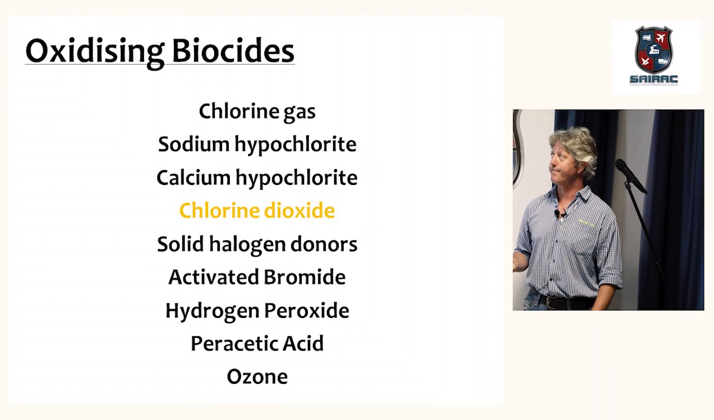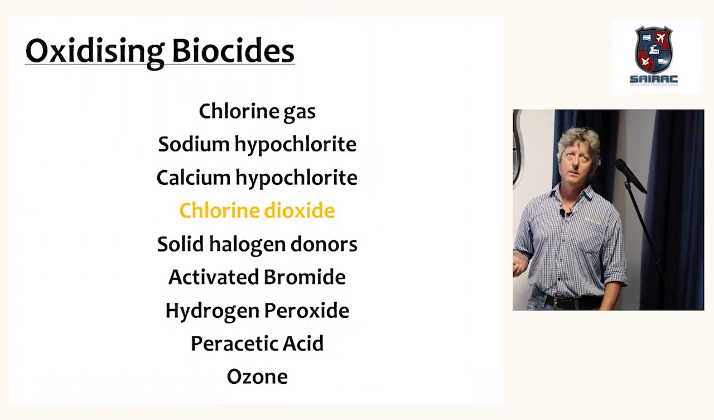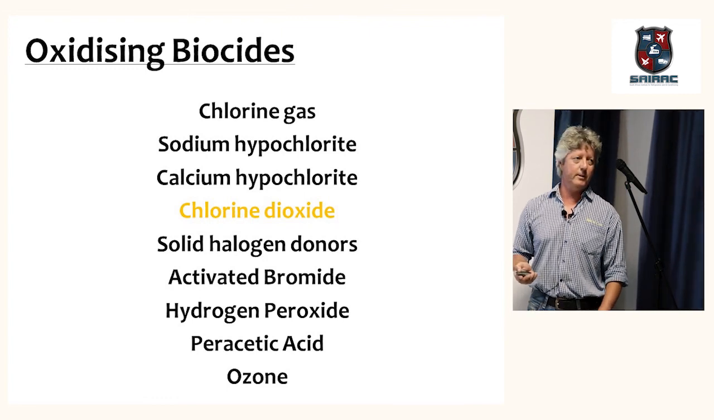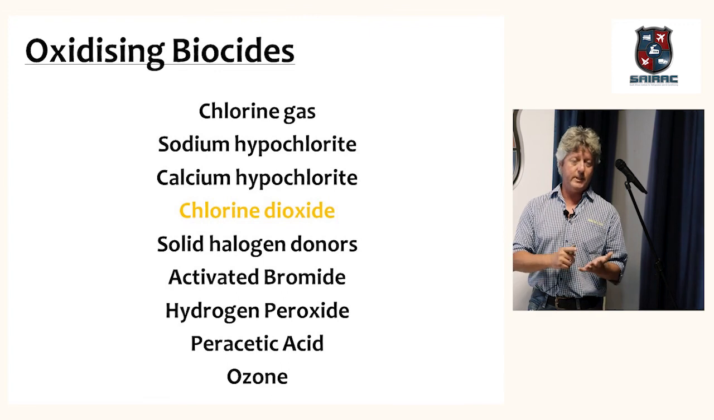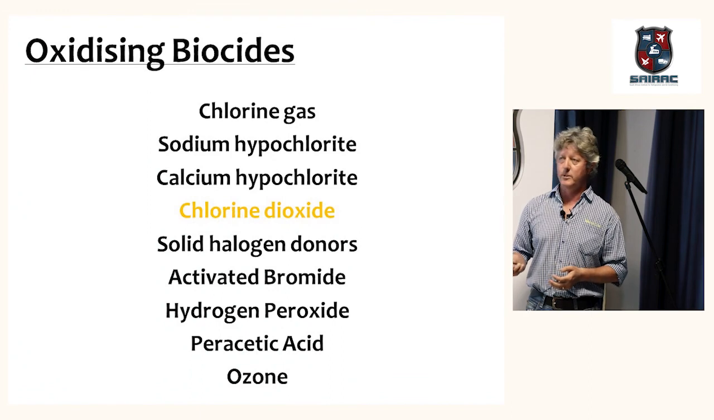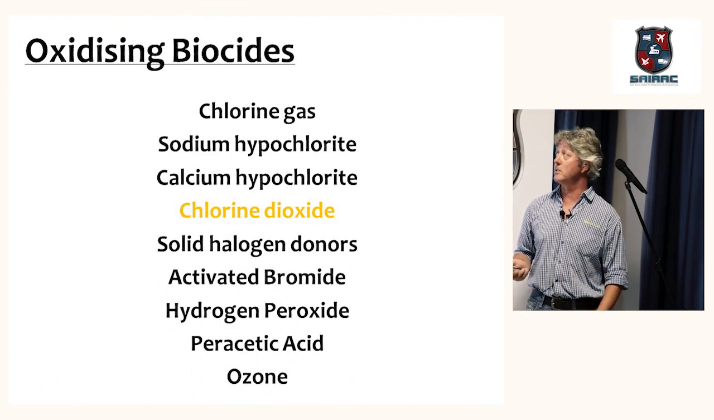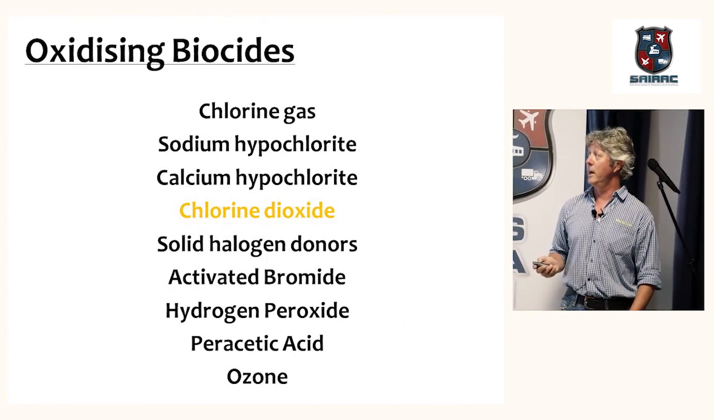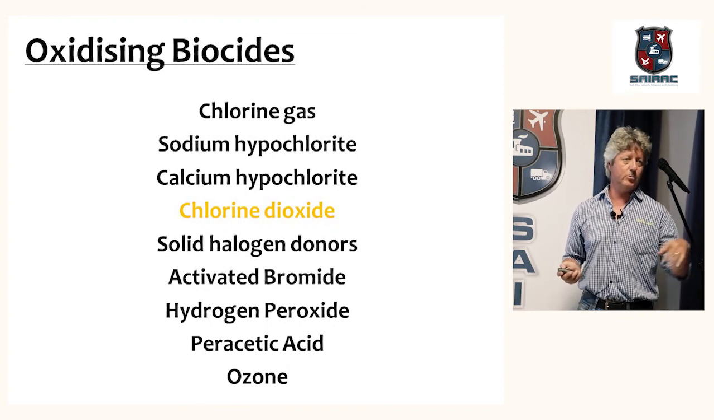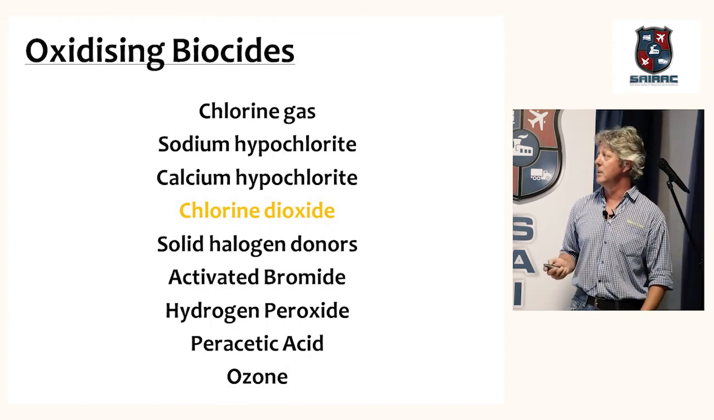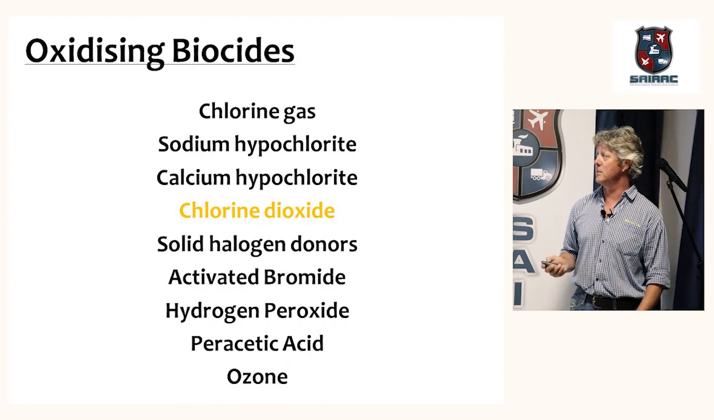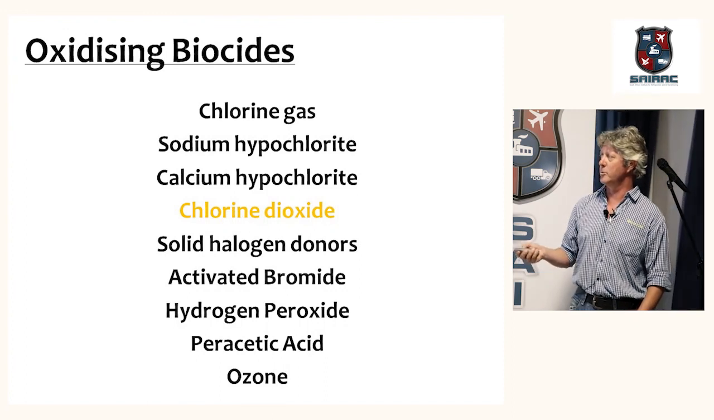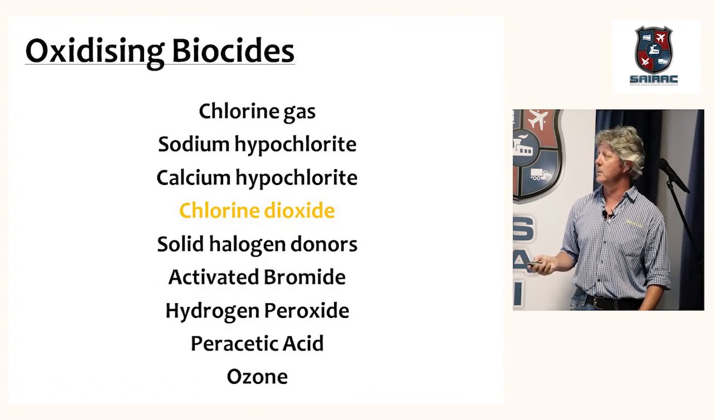Oxidizing biocides, not very good for use because they oxidize. If there is a metal in that system, normally stainless steel doesn't go well with oxidizing biocides like chlorine. It's a very harsh type of treatment. Chlorine gas, sodium hypochlorite, calcium hypochlorite, chlorine dioxide, halogen donors, which are tablets, bromine chlorine tablets, activated bromides, hydrogen peroxide, peracetic acid. I think you've all smelled that one. It's quite a harsh smell. And ozone.